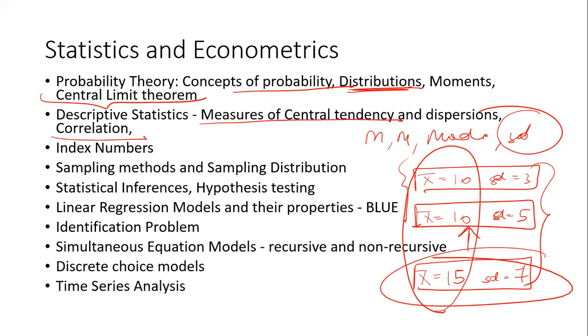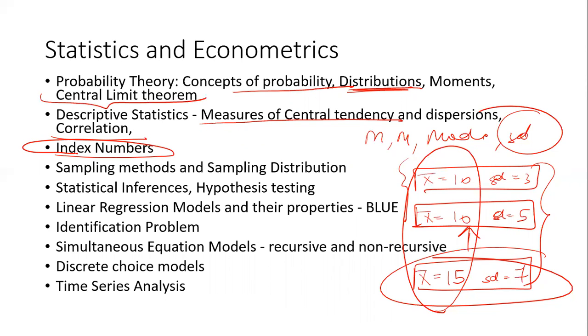What is correlation? What are index numbers? What are the different kinds of index numbers? When I talk about index numbers, which take the base year to calculate everything, or the current year to calculate everything, what is the Paasche index number?